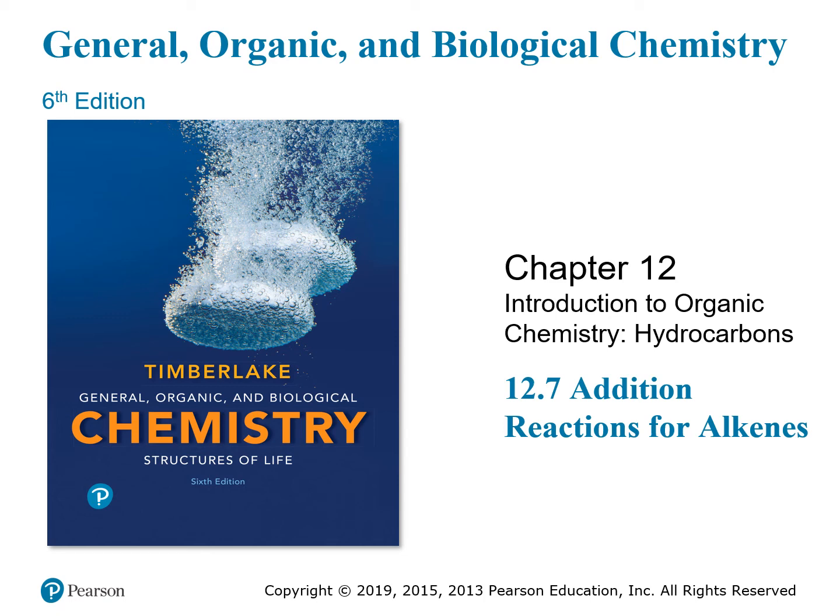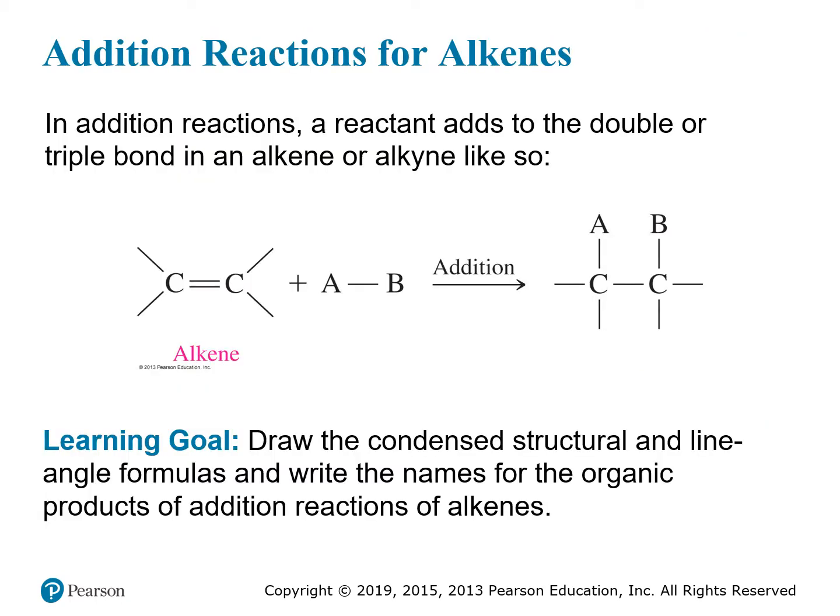This is chapter 12. Section 7 is addition reactions for alkenes. In an addition reaction, some sort of reactant is added to the double bond of an alkene or the triple bond of an alkyne, like you see here. In both cases, the atoms of the other reactant are incorporated into the structure of the carbon chain, and so no atoms are lost or replaced in the formation of this product. This is why it's an addition reaction.